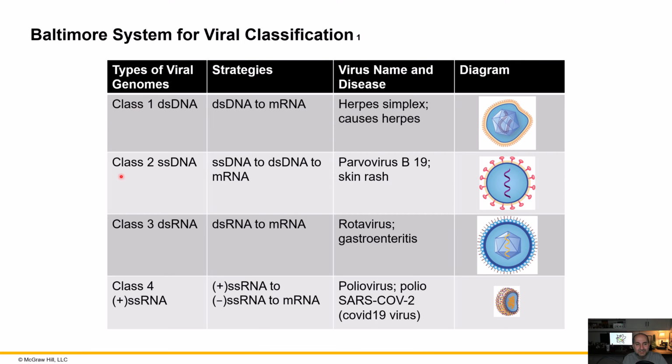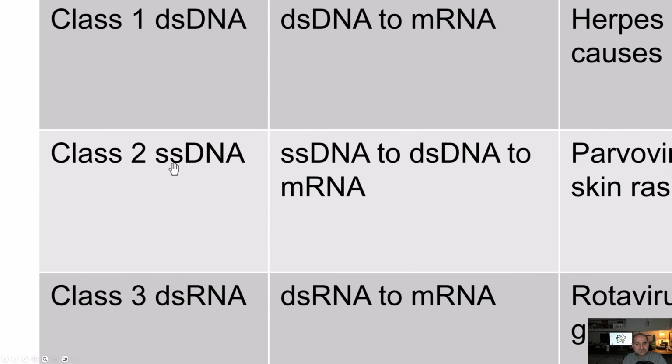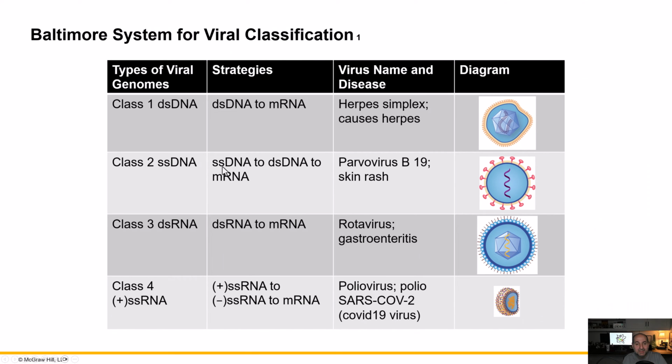What's interesting is class 2 viruses also have a DNA genome, but these are single-stranded. See, SS stands for single-stranded. These viruses have a DNA genome that's single-stranded. For example, parvovirus B19, while class 3 viruses have what's known as double-stranded RNA genomes.